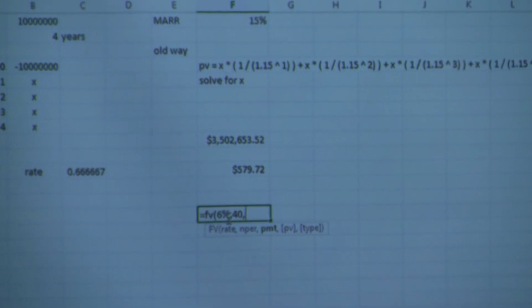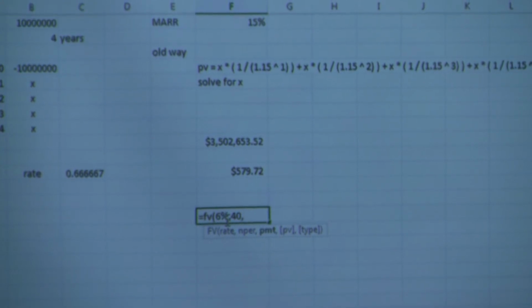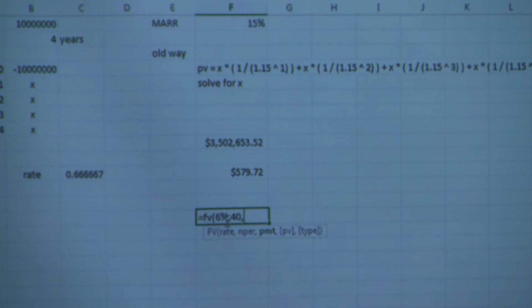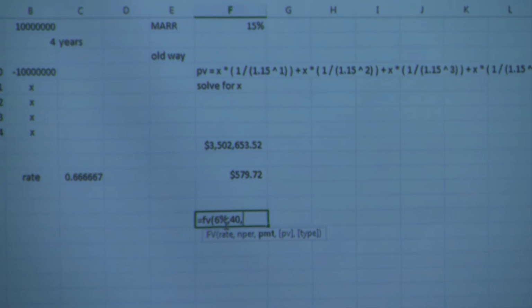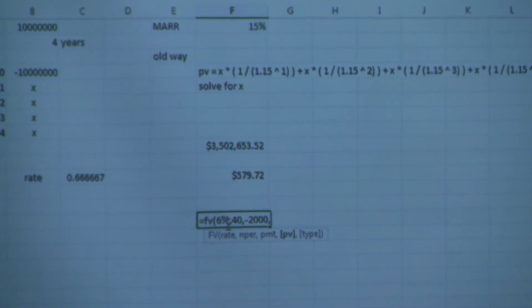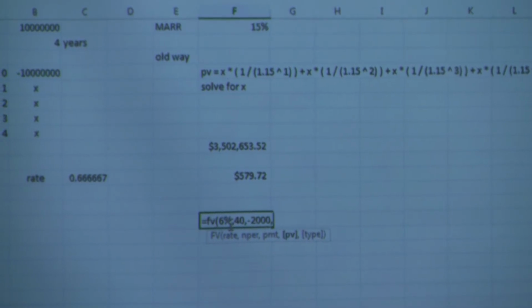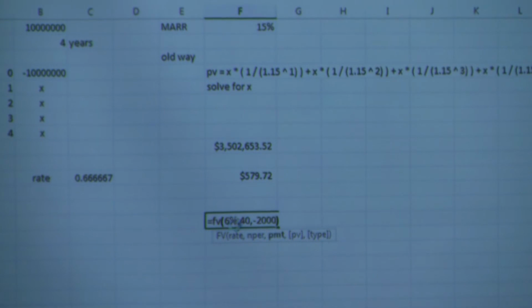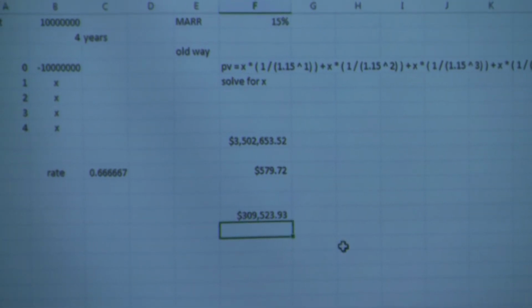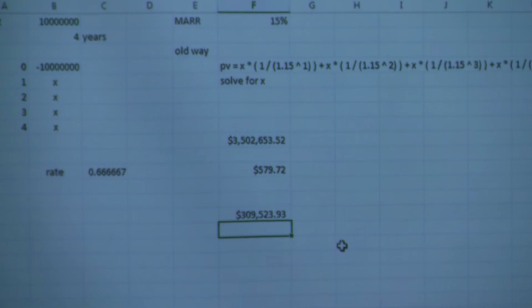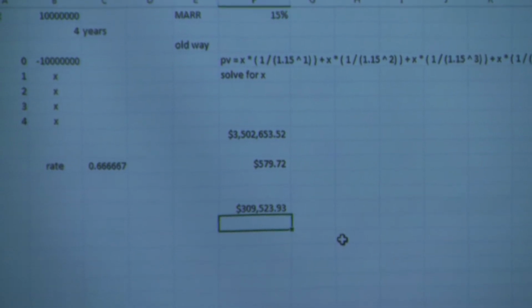Payment, positive or negative here? Which direction is the money going from you? Away or to you? Away. How do we define away? Positive or negative? Negative. Negative 2,000. Excellent. Do we have a present value? Did we start with something in there? No. We didn't say we had an initial deposit, so we have no present value. That's it. That's all there was to that. I didn't need 40 cells to drag through. I needed one cell.